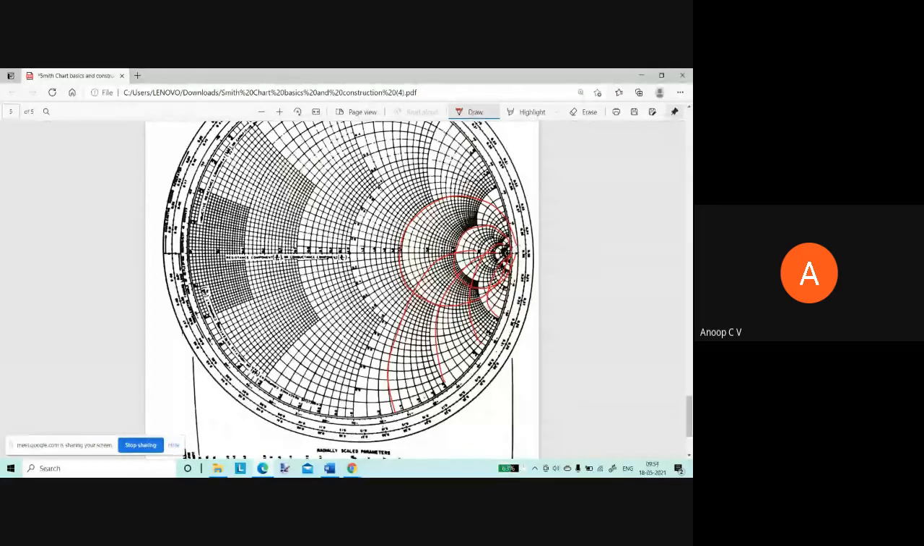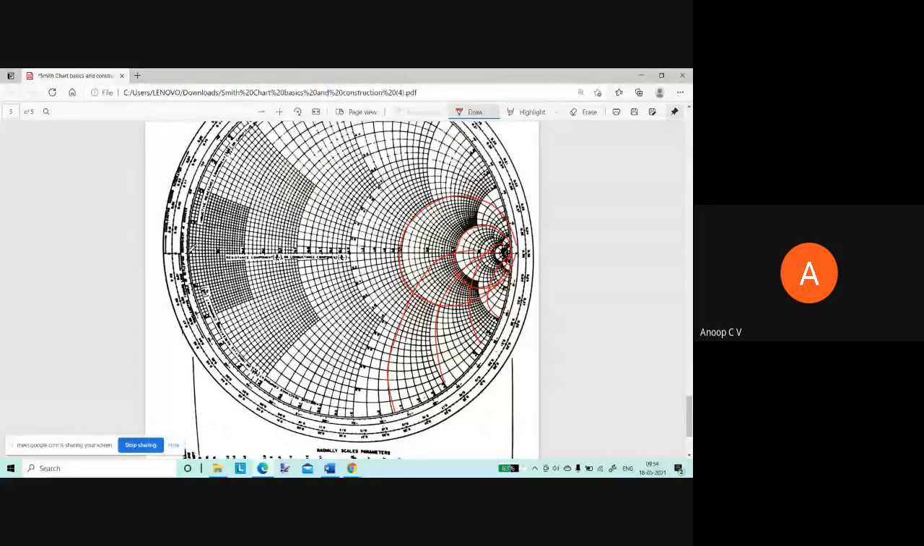Similarly, X equal to negative values will be below this, and X equal to positive values will be above that. X equal to 0 will be a straight line. And we can see R equal to infinity and X equal to infinity will be this right-hand side point. That is infinite impedance, the open circuit point. Similarly, R equal to 0 and X equal to 0 will be this one, the short circuit point.